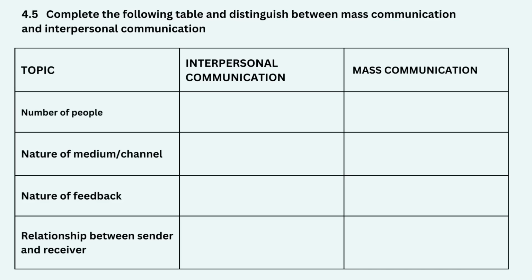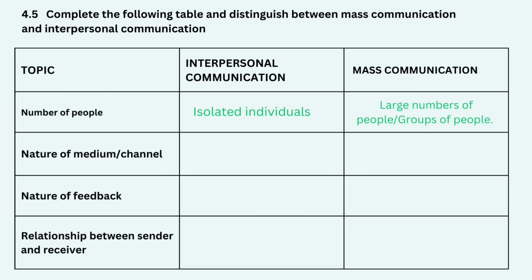Question. Complete the following table and distinguish between mass communication and interpersonal communication under the given topics. 1. Number of people. In interpersonal communication, communication occurs in isolation, on a one-to-one, or a few-to-few basis. While in mass communication, the sender conveys a message to a large number of people or groups of people.